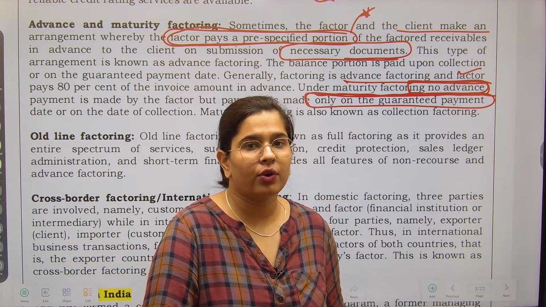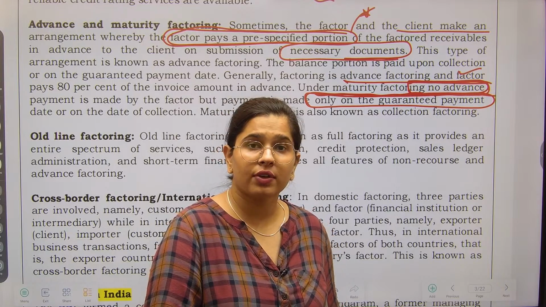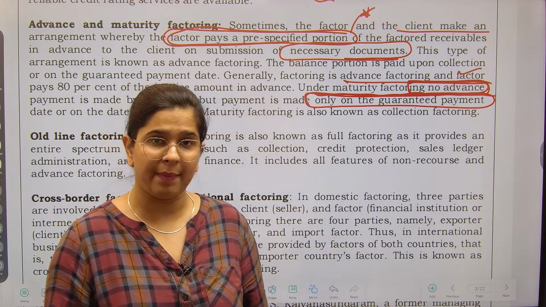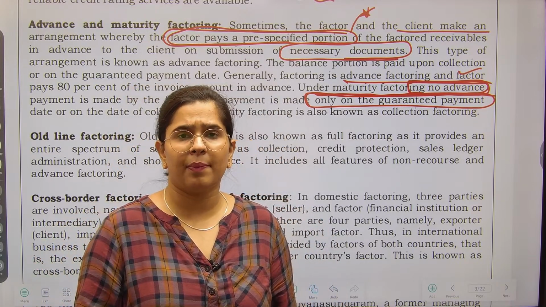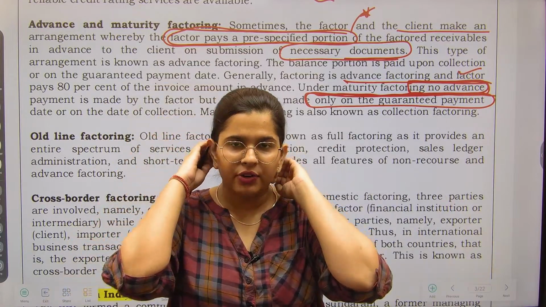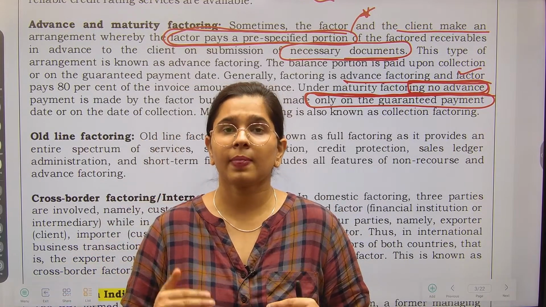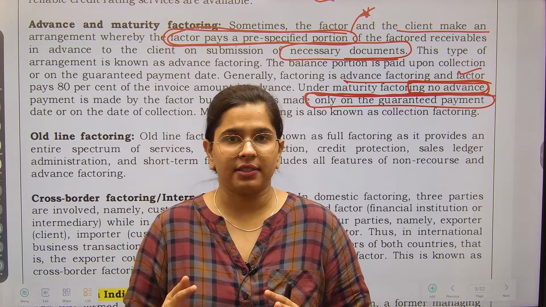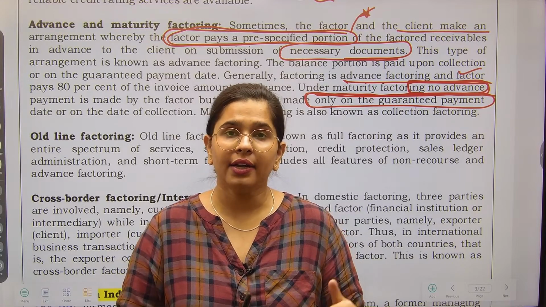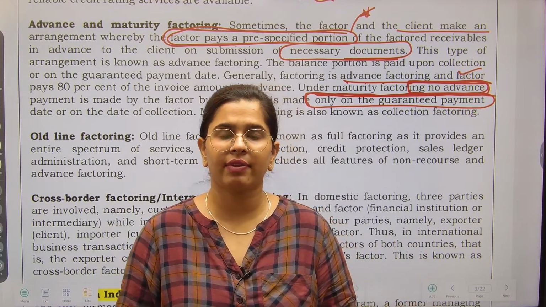So they say we are not going to give you an advance, but on the date of maturity we are going to give you 100%. Date of maturity means the date the buyer is going to make the payment. But what is the benefit here? Suppose you have appointed a factor. Why have you appointed it? So that you can collect the amount in advance. This is the benefit that we are having.